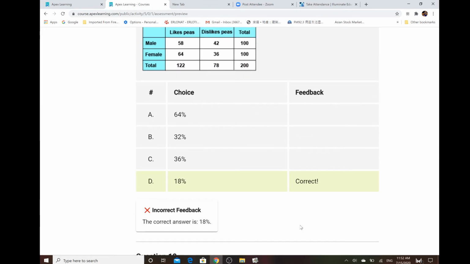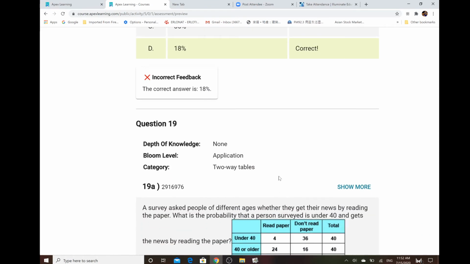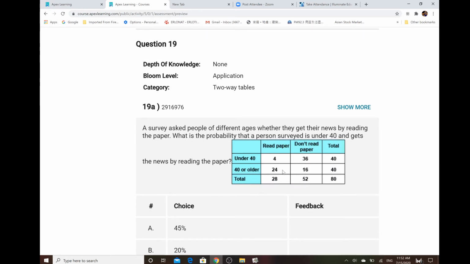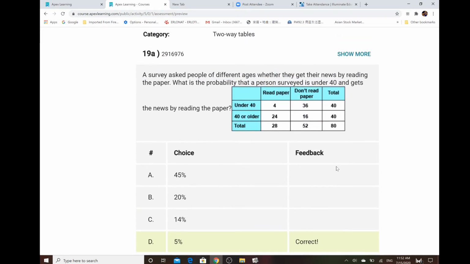Okay, so the next one is quite similar, so we can skip that one. Now let's move on to question 19. A survey asks people of different ages whether they get their news by reading the paper. What's the probability that a person surveyed is under 40 and gets the news by reading the paper? Two things. It's under 40. People who are under 40, that would be 40 out of 80. And then gets the news by reading the newspaper, that would be 4 over 40.